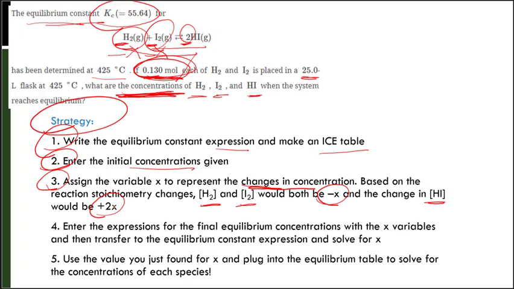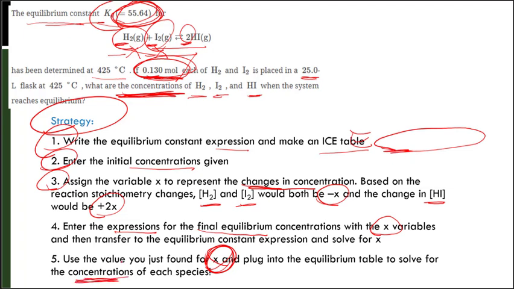Then we will enter the expressions for our final equilibrium concentrations with the x variable in there and set it equal to our K value given. We're going to solve for x. Then we can take that x value that we're solving for and plug it into our ICE table into the equilibrium values that had the x in it, so we can get those final concentrations of each species.